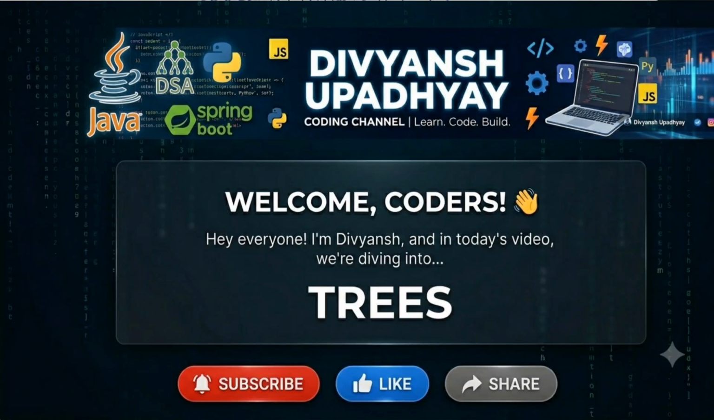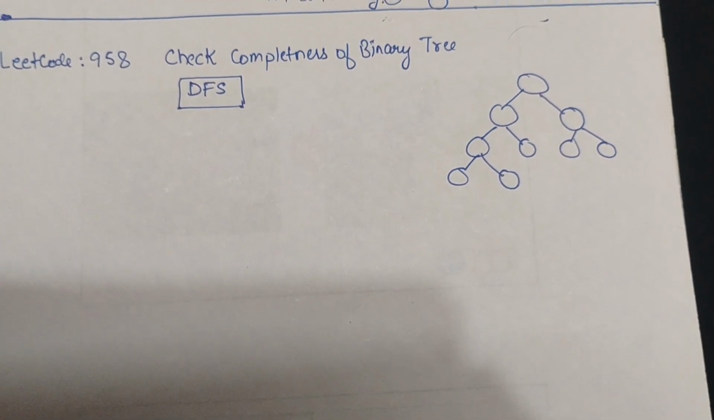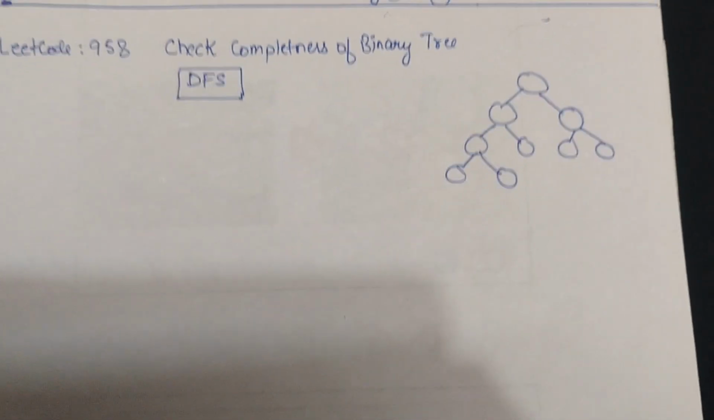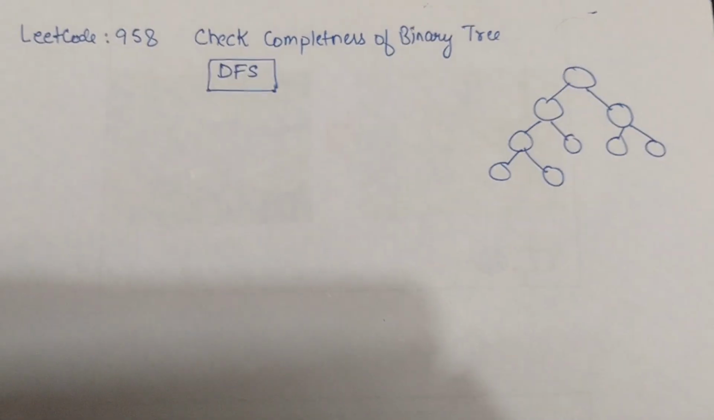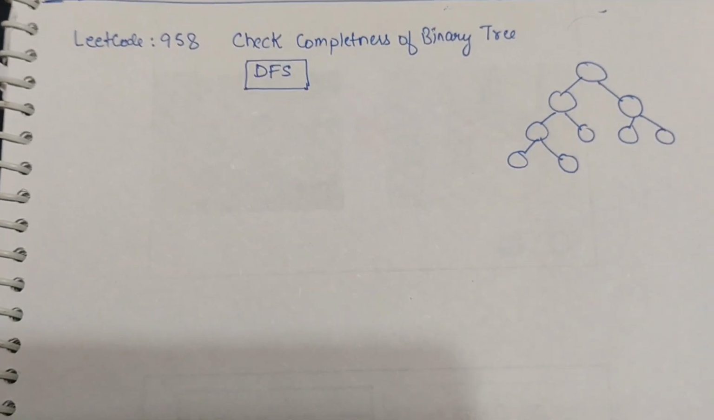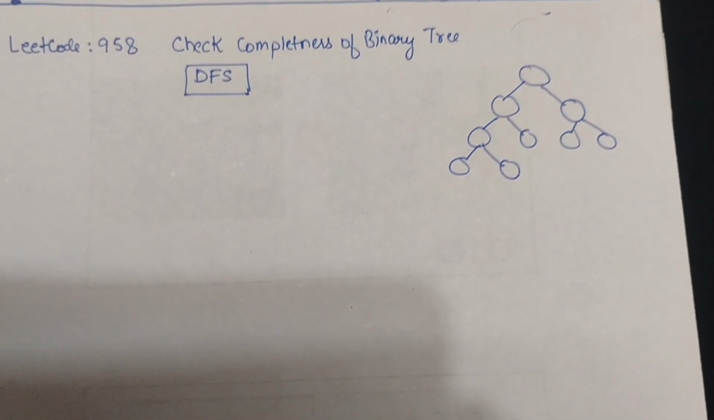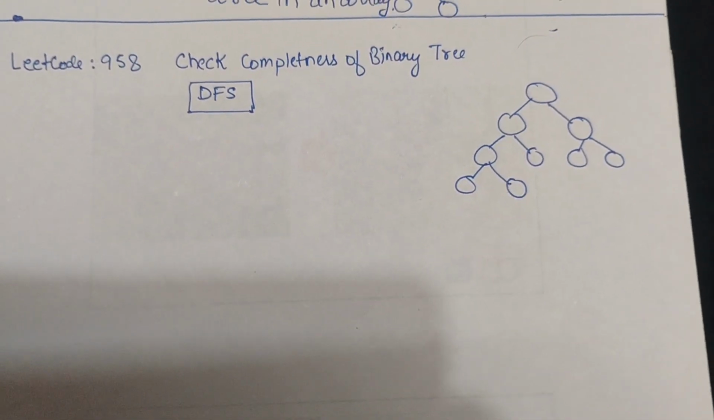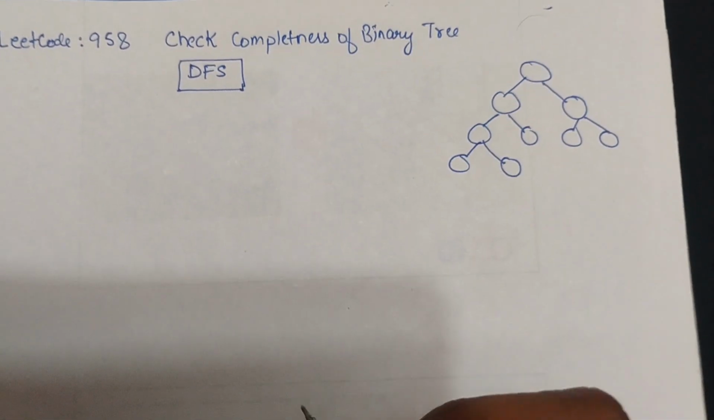In this video we'll continue this problem, that is LeetCode 958, check completeness of a binary tree. But in this video we'll solve this question with a DFS approach. Here we have to return whether the given tree is a complete tree or not. Now the question comes: how to approach this question with a DFS type solution, or how does the idea click that this is the correct way to approach it.